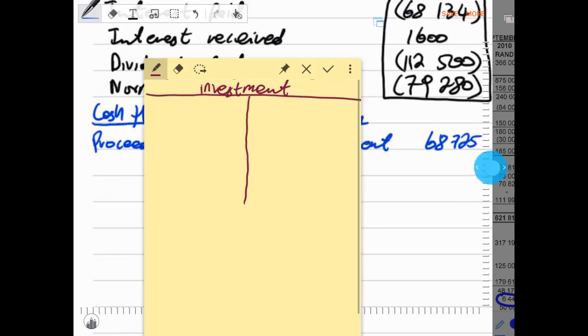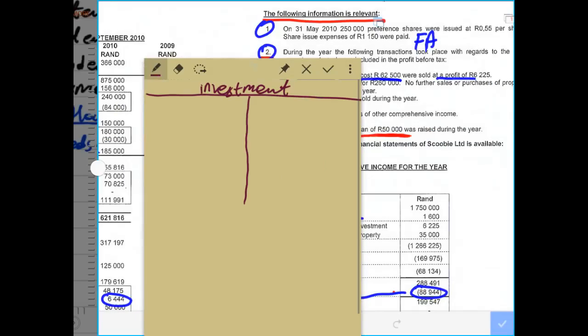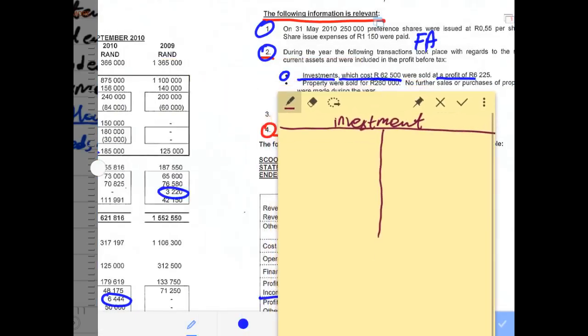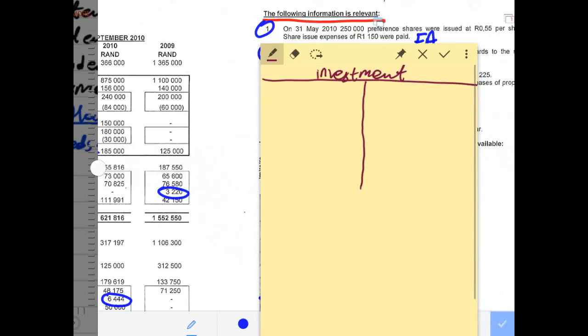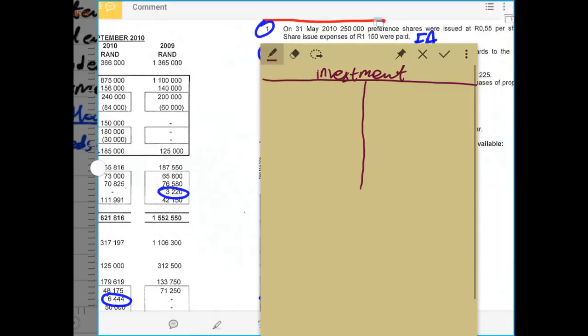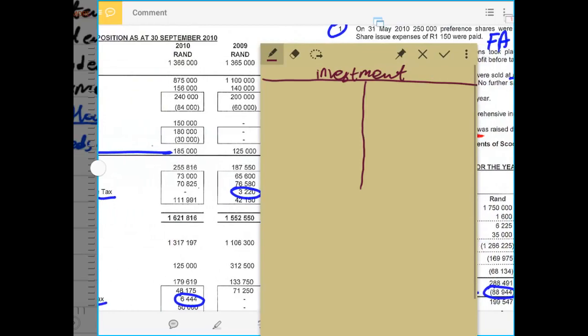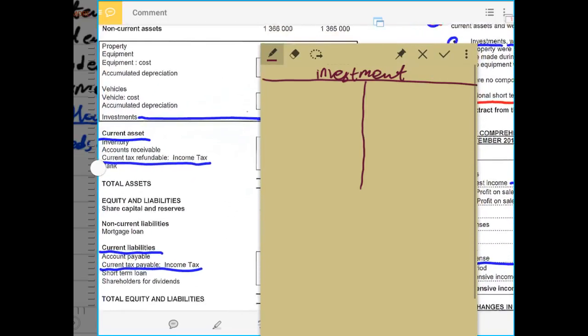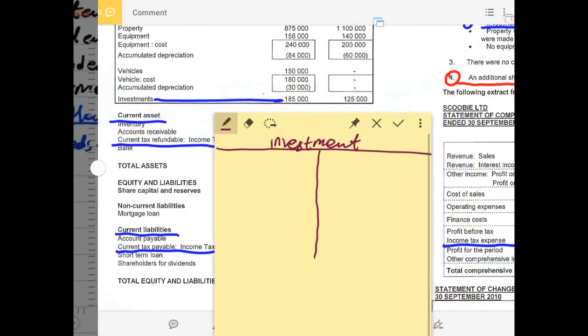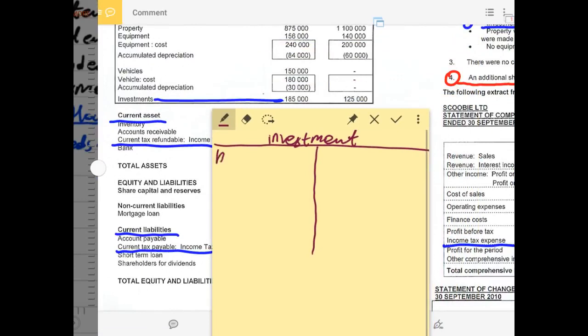So under the investment, we go to the statement of financial position. We are doing the ledger account for investment. Our investment opening balance is 125,000, on the debit side because it is an asset, and the closing balance will be 185,000, which is the balance at the end of the year 2010. On the credit side, the balance carried down is 185,000.